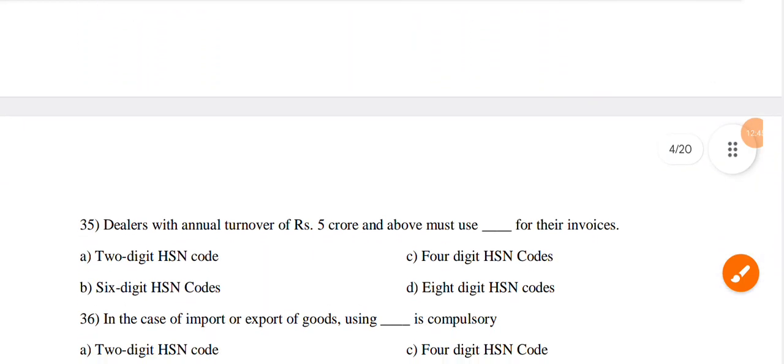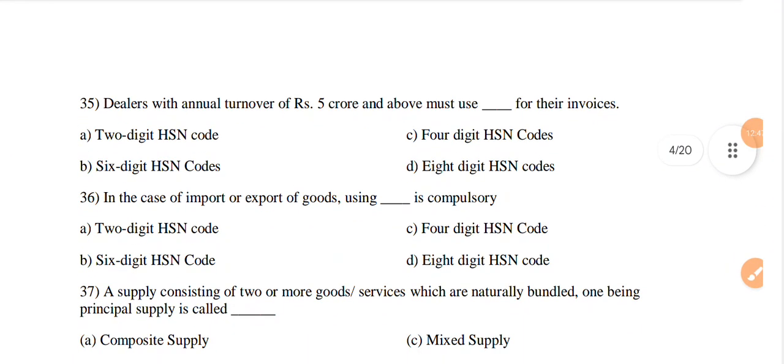Next question. Dealers with annual turnover of rupees 5 crore and above must use dash for their invoice. Option A 2-digit HSN code, B 6-digit HSN codes, C 4-digit HSN codes, and D 8-digit HSN codes. The correct option is C.